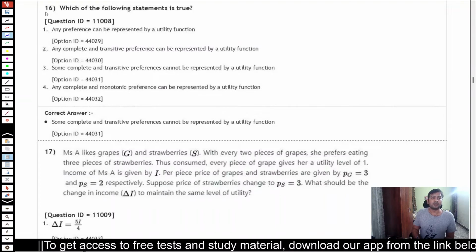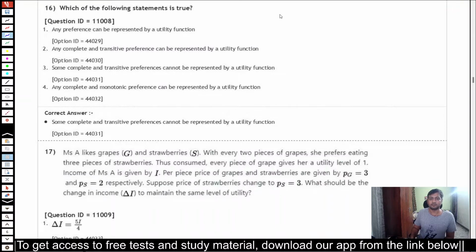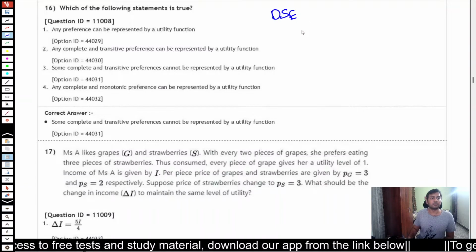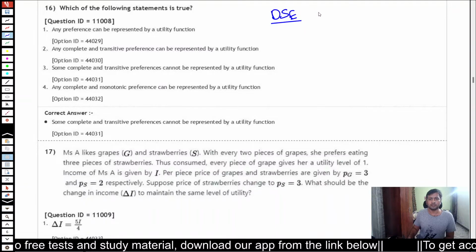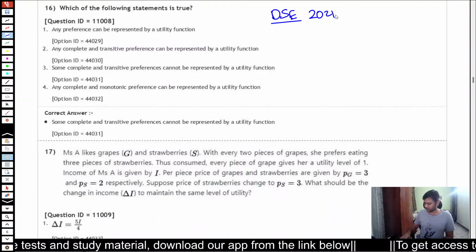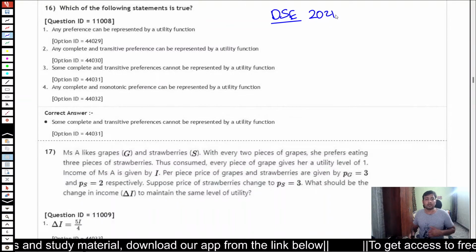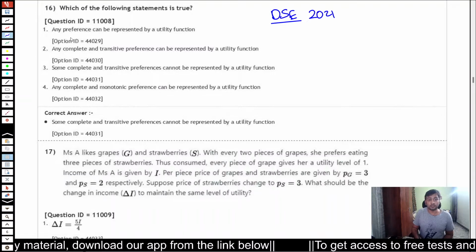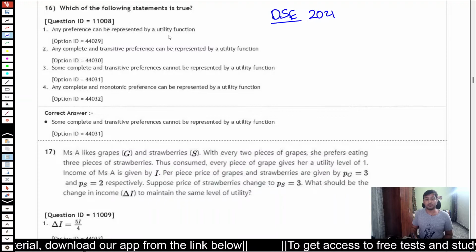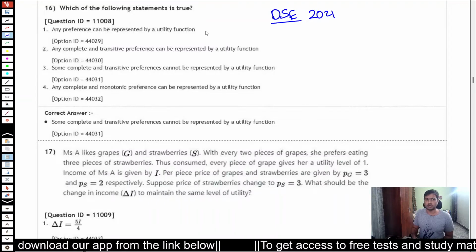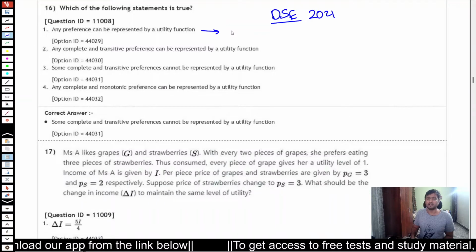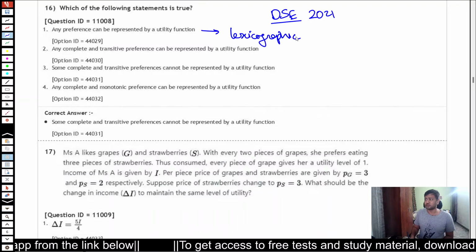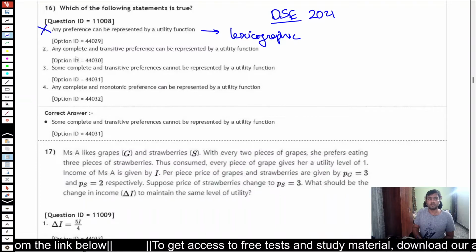Now DSE 2021. Okay, so this is DSE 2021 question number 16. Question 16 asks us which of the following statements is true. Any preference can be represented by a utility function. That is not true. One clear example is lexicographic. Lexicographic preferences, we all know, cannot be represented, so this is false.